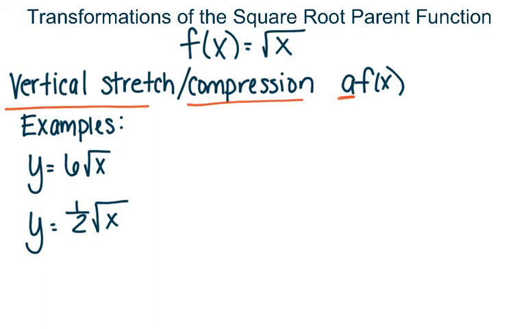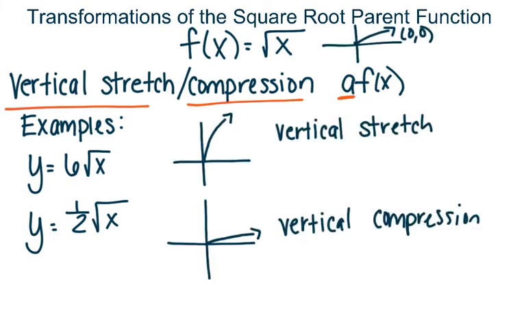Okay, so now let's look at a vertical stretch or compression. So this is a number in front of the radical. Alright, so I want you to graph the two examples, and we'll talk about what happens when you have a number in front of the radical. How does it change the graph?